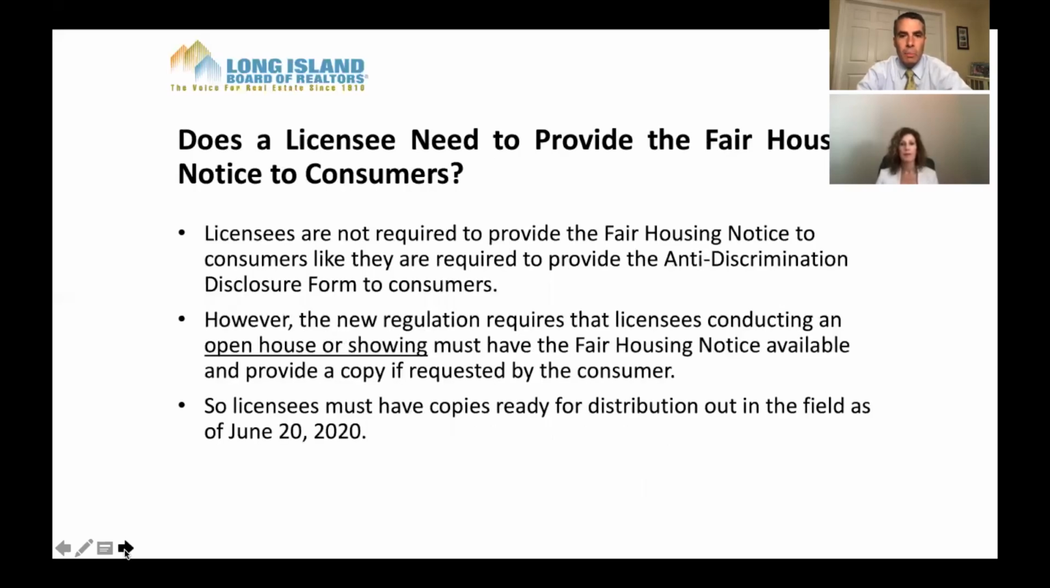Does a licensee need to provide the Fair Housing Notice to consumers? Licensees are not required to provide the Fair Housing Notice to consumers like they are required to provide the anti-discrimination disclosure form. However, the new regulations require that licensees conducting an open house or showing must have the Fair Housing Notice available and provide a copy if requested by the consumer. So licensees must have copies of the Fair Housing Notice ready for distribution out in the field as of June 20th.